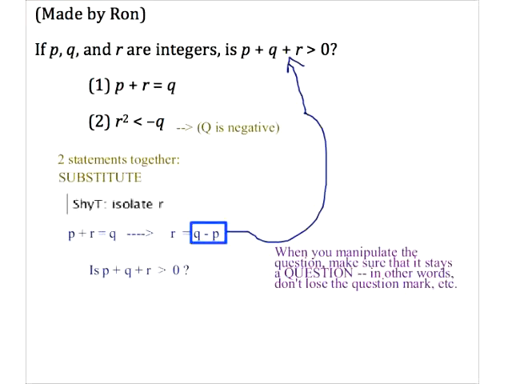Once we have this kind of substitution, we can take out R and we can put that in. So is P plus Q minus P greater than 0? In that expression, the P's are going to go away. Is 2Q greater than 0? So this is a no, and that's sufficient. So that's one way to do things. I mean, there are many, many, many other ways of doing things as well.